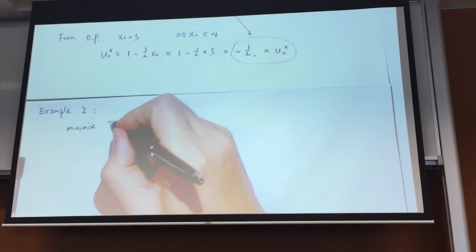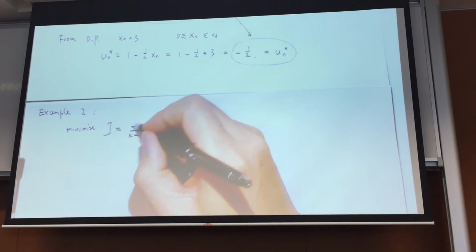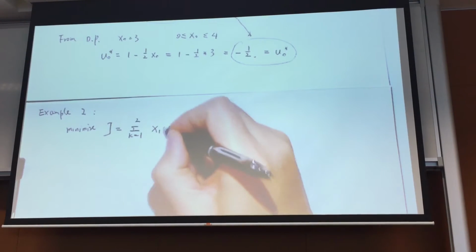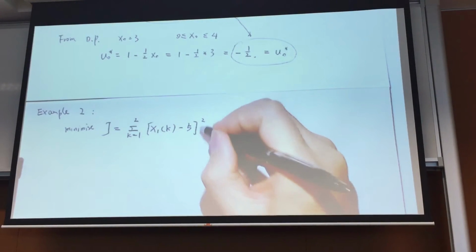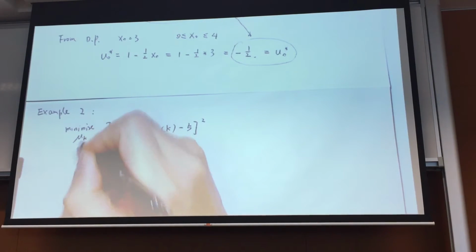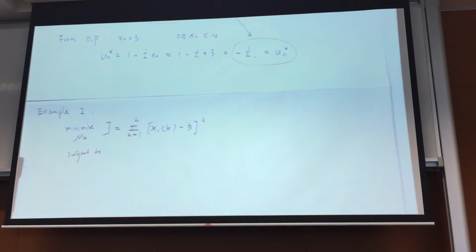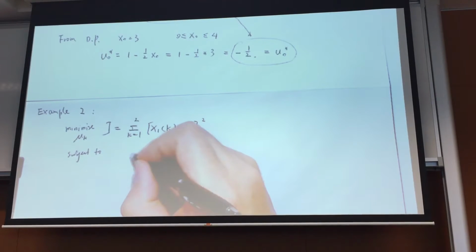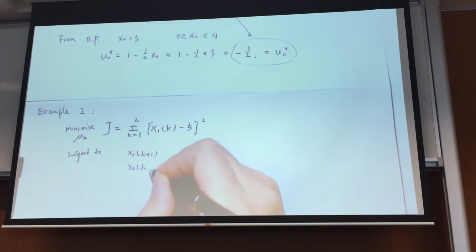We want to minimize a cost function given by the sum from k equals 1 to 2 of (x1k minus 5) squared, subject to the dynamic equation. Now the dynamic equation is given in vector form. We define x1 and x2.